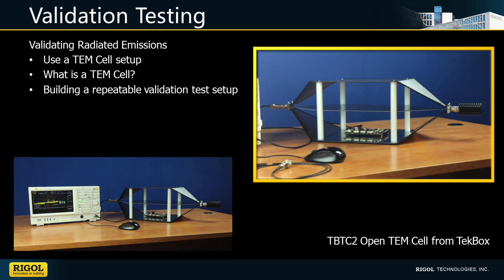Our first validation test setup is really looking at radiated emissions. Here we're going to use a TEM cell, or a transverse electromagnetic cell. This TEM cell, as you see in the picture, operates really as a strip line device. What this means is, by placing our device in the center of this open TEM cell, we can get really more repeatable radiated emissions information by setting up and connecting this to our spectrum analyzer.